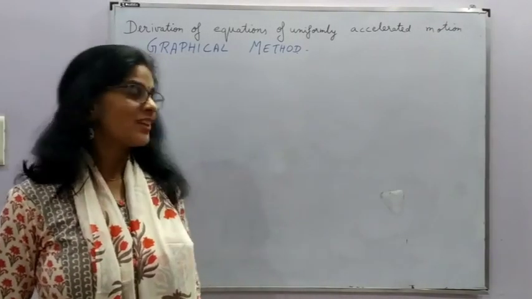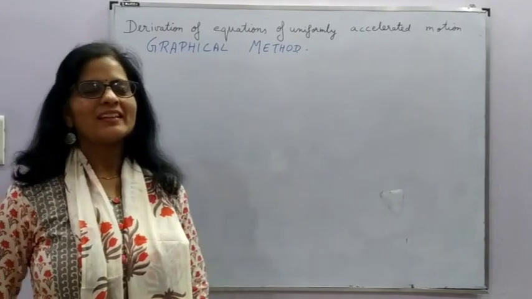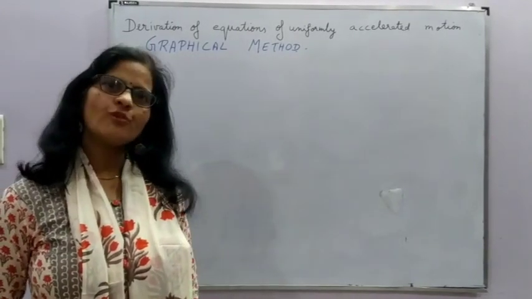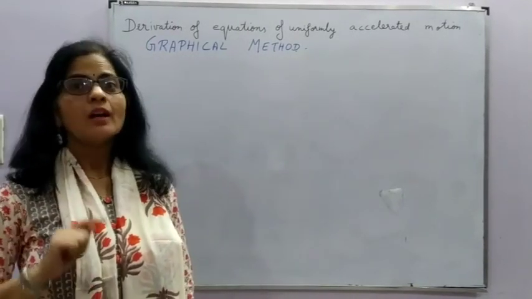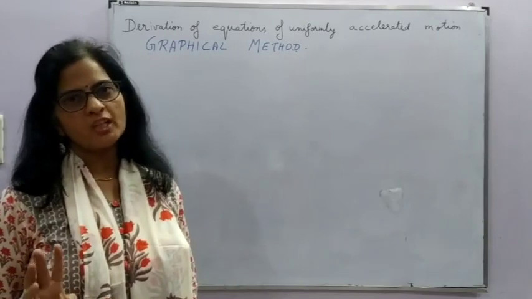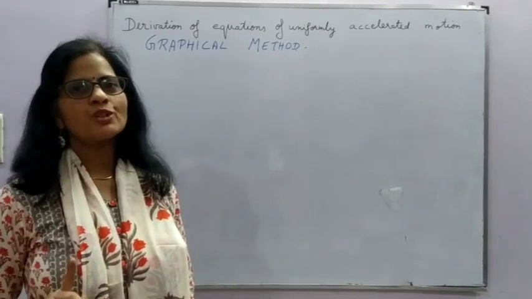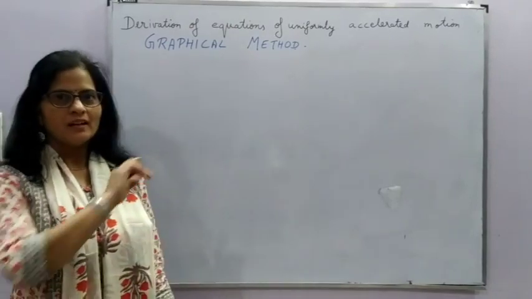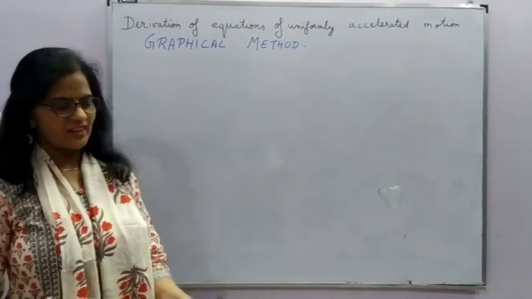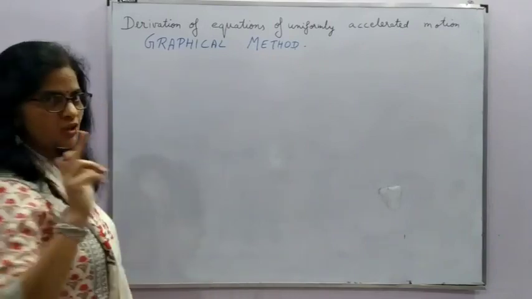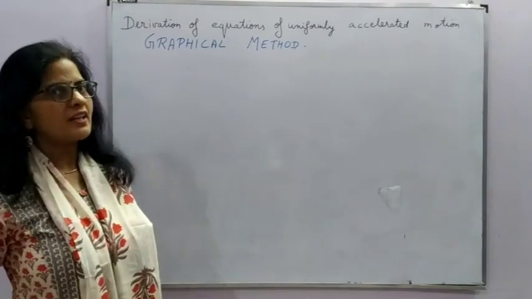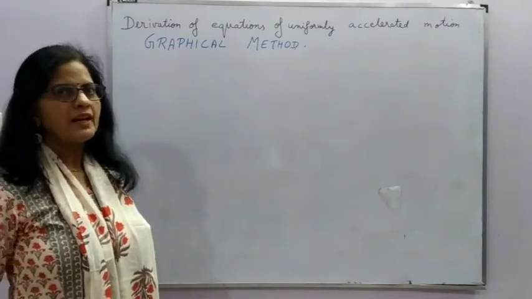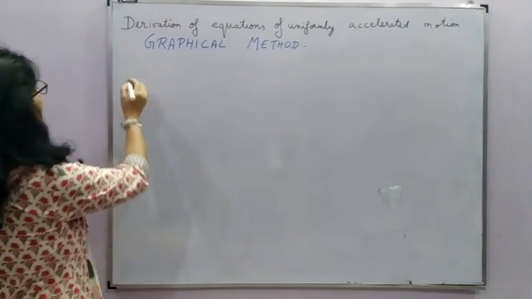Hello everyone. Today we are going to study the graphical method for the derivation of equations of motion. We have already studied 3 equations of motion in class 9 and the 4th equation of motion, which is very important for you to understand in 11th, is the distance traveled in nth second. So we will first write down all the 4 equations of motion and then I will explain what the 4th equation of motion means.